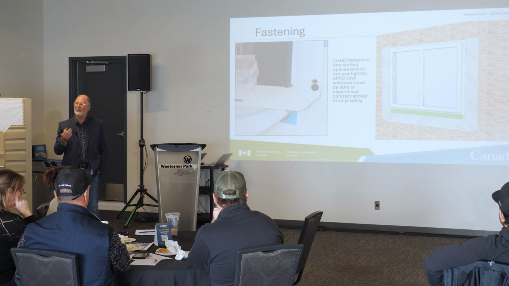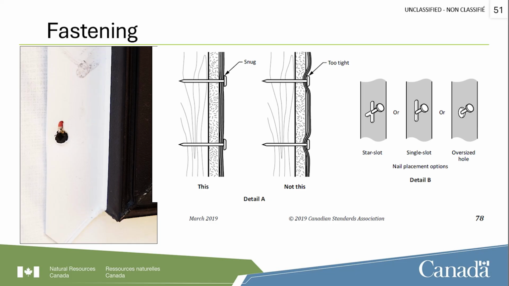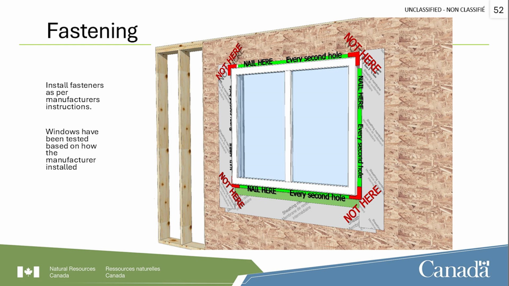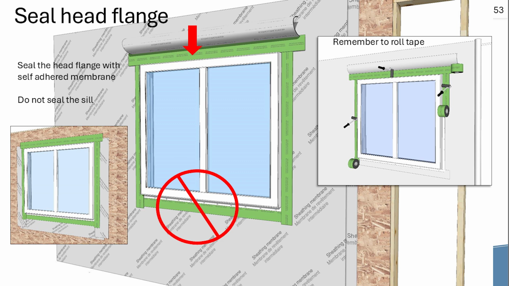There's a 60-degree change in that window in the wintertime from when the sun hits it to when the sun goes down, if it's minus 30 outside. So that's the primary reason. So these are all in the CSA standard. Where to nail, avoid nailing in the corners, leave the bottom open for drainage.